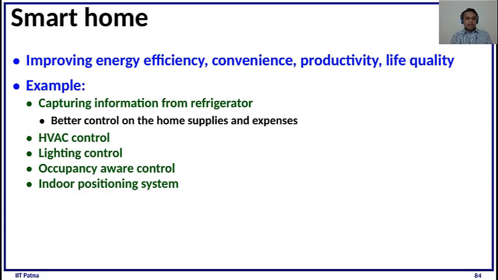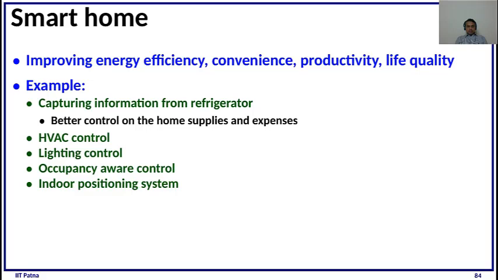Then there can be another system that detects how many people are there in a particular room, and depending on the number of people, I can adjust the AC, or adjust the amount of light that I have. Also, if I want to find certain objects in my home, then an indoor positioning system can actually help. Even apart from this, there are many applications that one can develop.